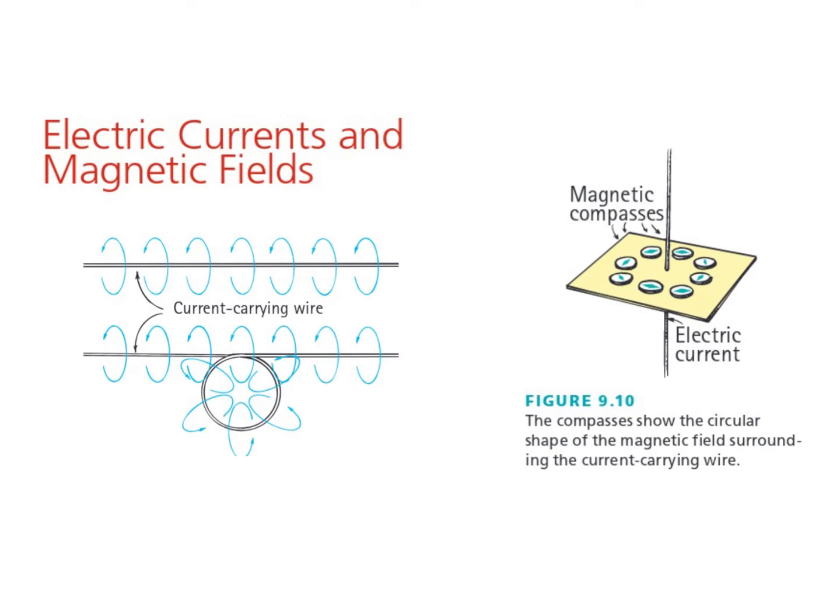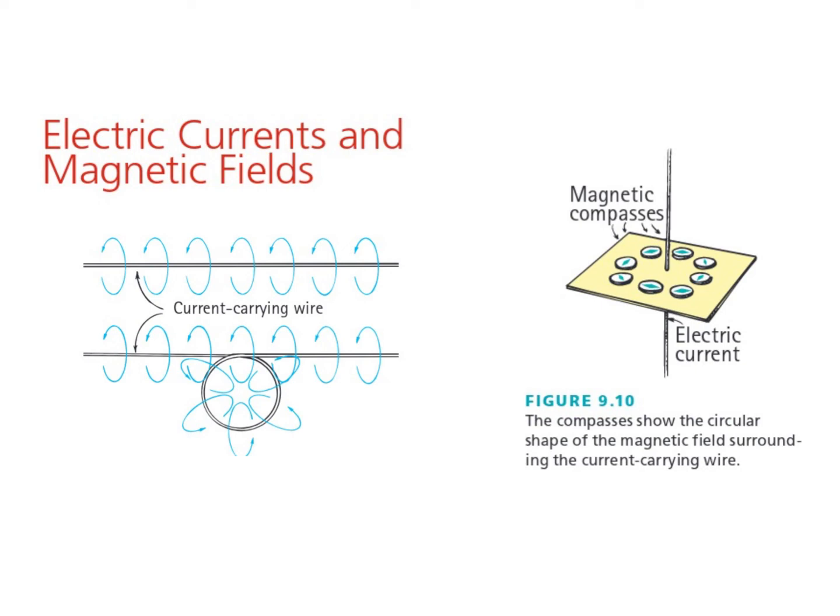So what is it that makes magnetic fields in the first place? How are magnetic fields created? And the answer is very simple. Magnetic fields are created by electric currents, by flowing charges. Charges are moving, magnetic fields get created. That's just how it works.